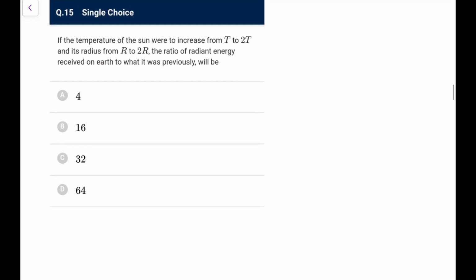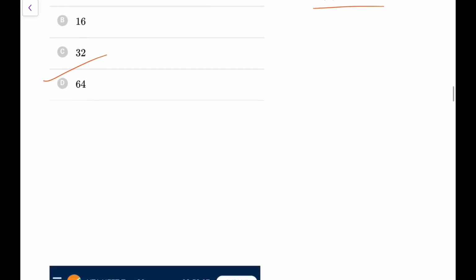Next one. If the temperature of the sun were to increase from T to 2T and radius from R to 2R, the ratio of radiant energy received on Earth will become. That will change by the same ratio as the total energy emitted by the sun, that is proportional to A into T to the power 4, or you can say R squared T to the power 4. So R is doubled, so this becomes 4 times, R squared, 2 squared, and this becomes 2 to the power 4, 16, so it becomes 64 times. So go for option D.